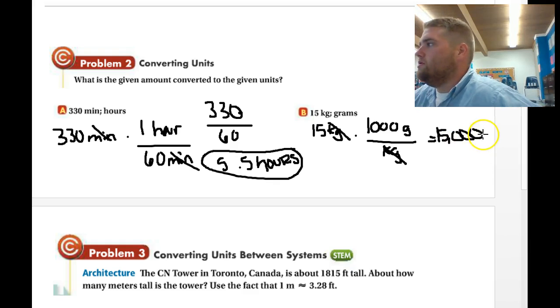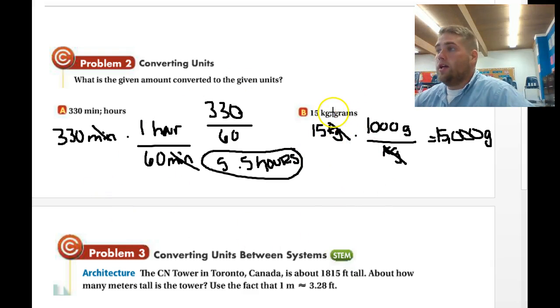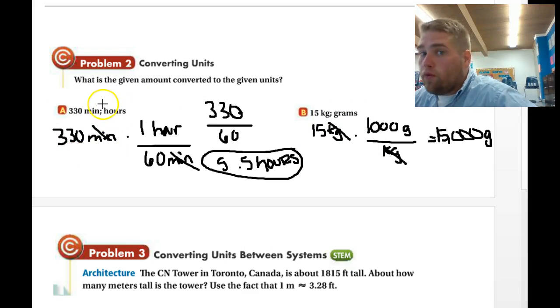Okay, 15,000 grams. Once again, we'll spend a lot more time going over problems like this on problem 2, because a lot of you guys don't know that there's 1,000 grams in a kilogram. Most of you should know. Hopefully, there's 60 minutes in an hour, but we'll spend a lot more time going over these in class.